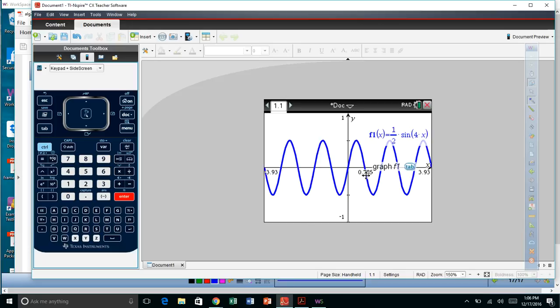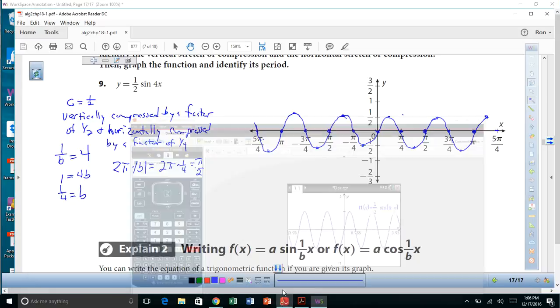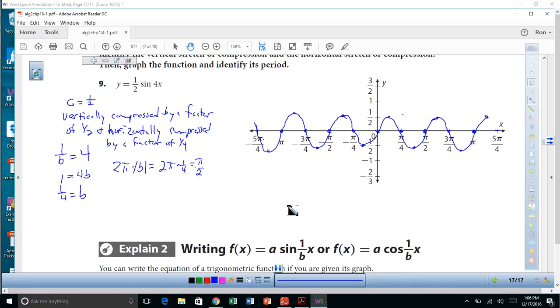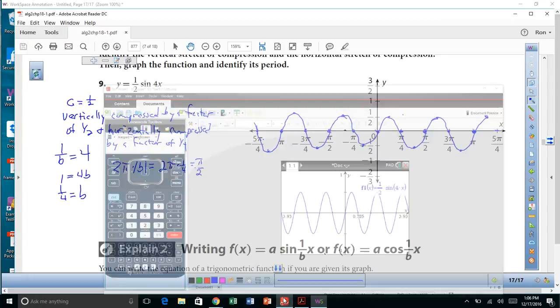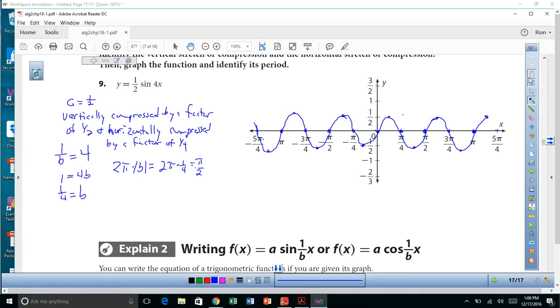Okay. And you know that 0.785, that's pi over 4. Okay, because that's what we did. All right, good. So we can do this, and we can do it in our graphing calculator. And if you'll notice, they got much smoother curves than I'm able to draw.